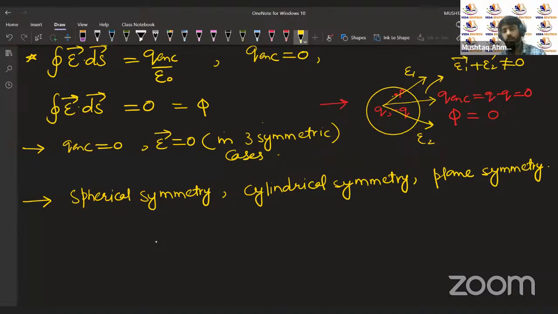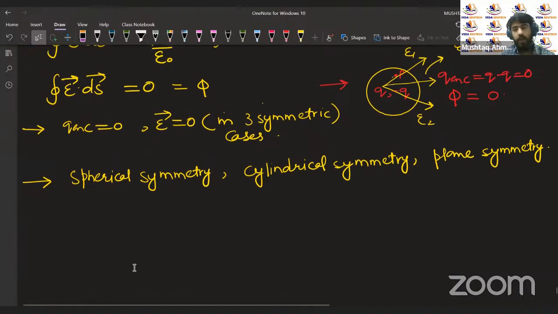So in these three cases only, if the charge enclosed is zero, then the electric field will also be zero, right? Otherwise, the electric field will be non-zero. And only in these three symmetric cases do we apply Gauss's law, to calculate the electric field due to the charge distribution.